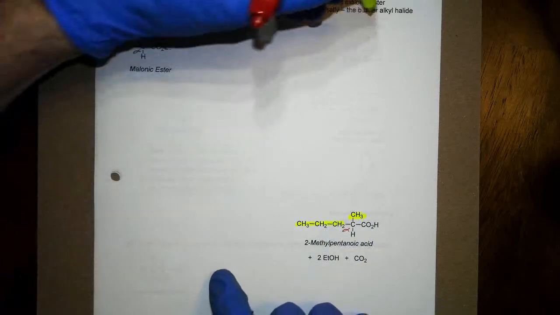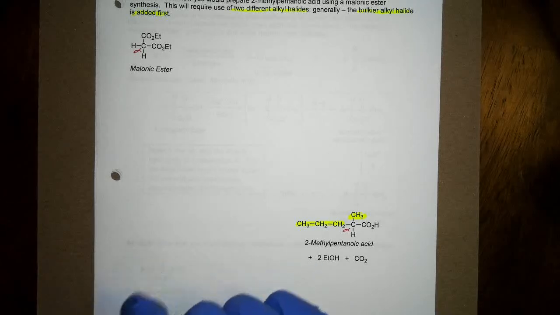And generally speaking, the bulkier halide is added first. So we're going to put on that group first. You did it the other way around. That's okay. But it's because of the rules for SN2 reactions. So let's go ahead and work this one out.